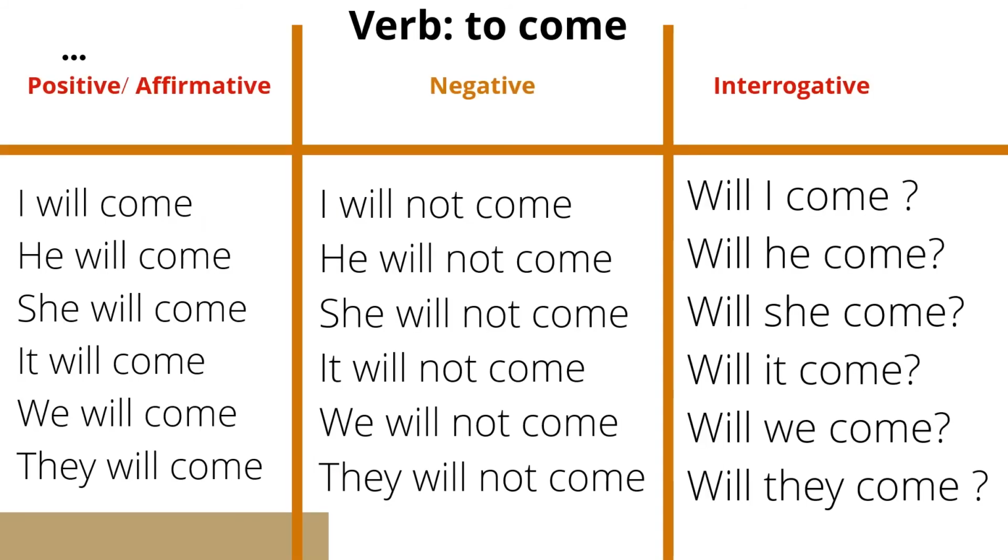Alright, we're going to take a look at the verb to come, the positive or affirmative, the negative, and the interrogative. In the previous videos, I explained what positive, affirmative, negative, and interrogative mean. Positive, I will come. Negative, I will not come. Interrogative, will I come? He will come. He will not come. Will he come? She will come. She will not come. Will she come? It will come. It will not come. Will it come?